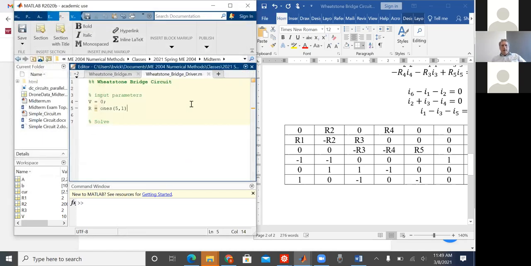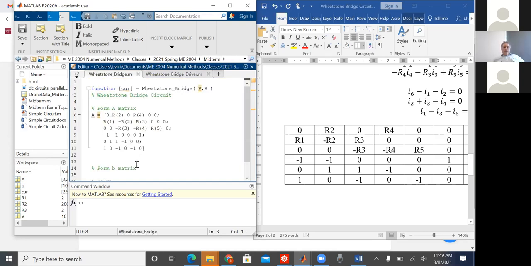Okay. There. So what we have here is our tool, the Wheatstone Bridge. It's not finished. We're not going on. We're going to test the A matrix first before we go on. I mean, we're not going to just put it all together and press return. We're testing the A matrix first.